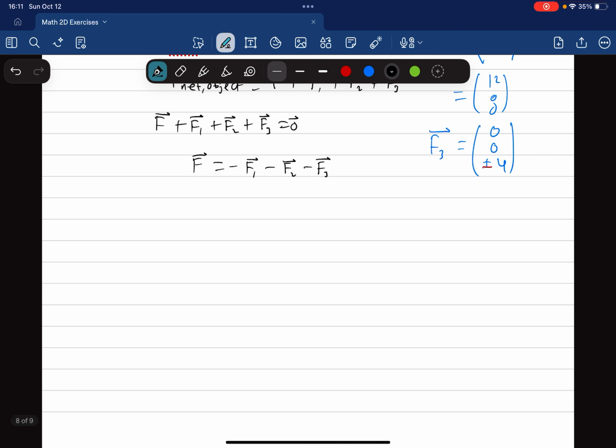To find the components of F2, let me go ahead and draw a sketch of just the xy plane, along with our vector F2.